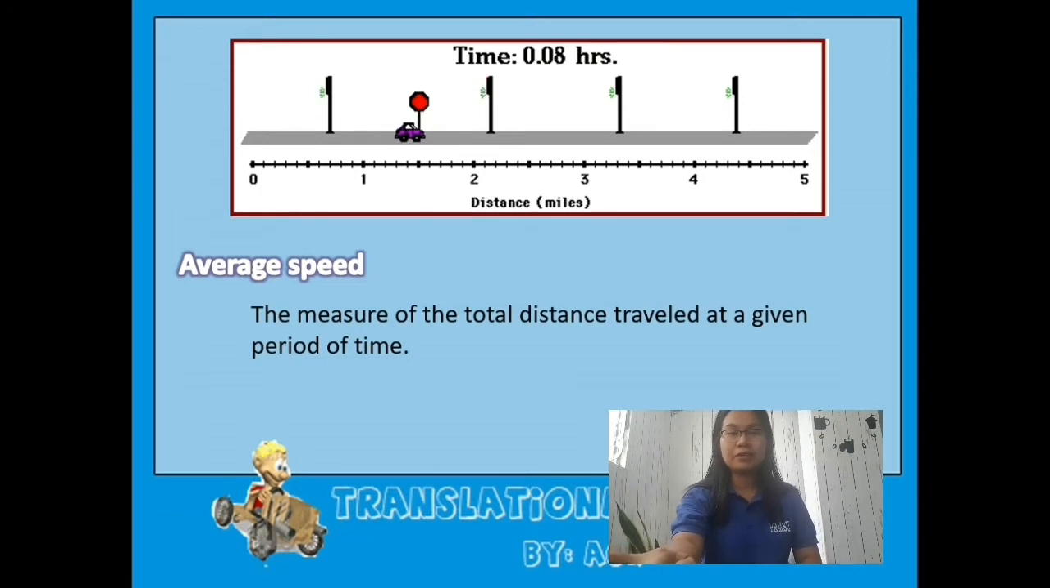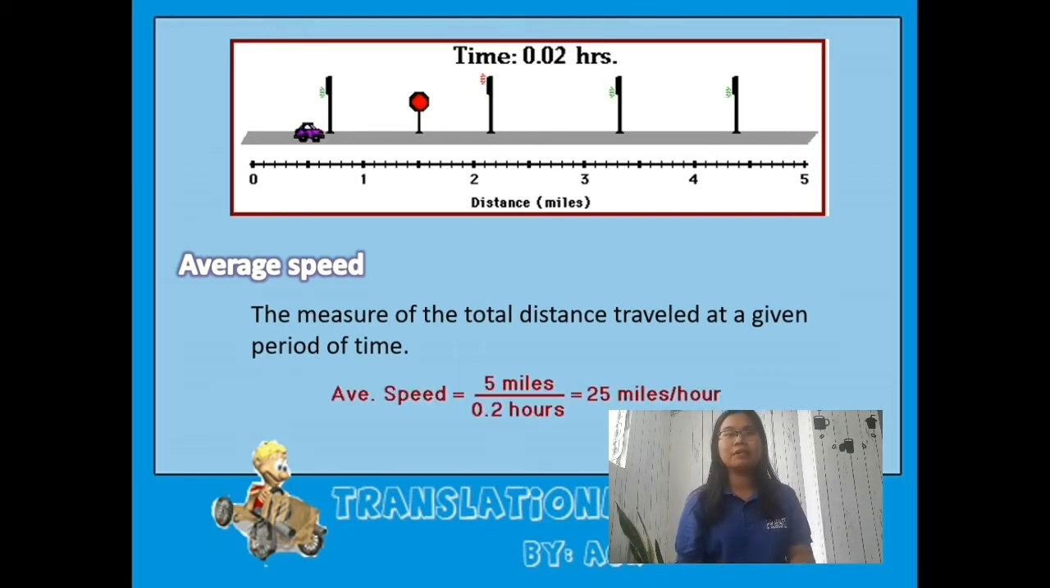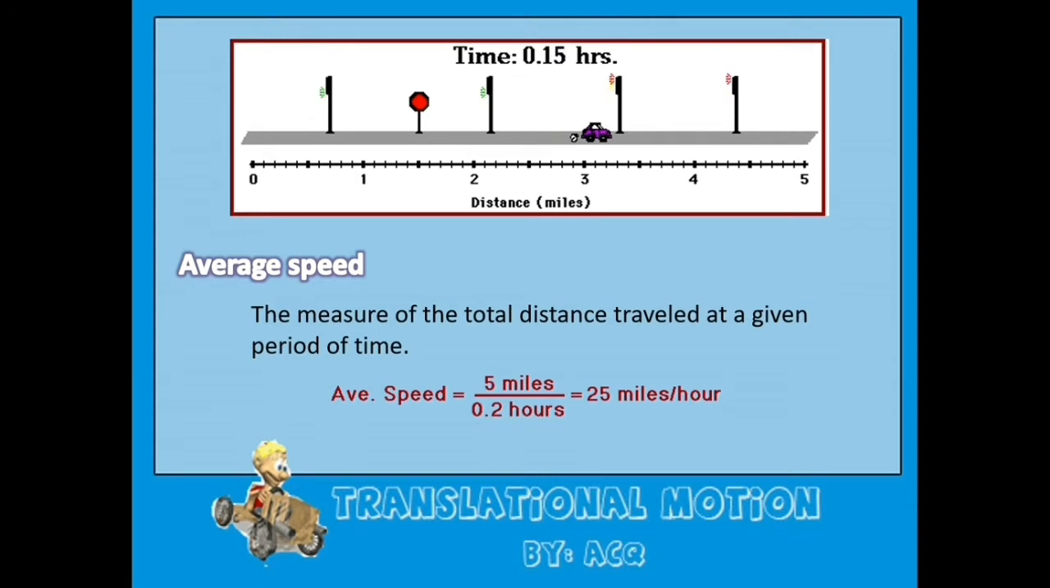Again, the average speed is the measure of the total distance traveled over a given period of time. So let's say in this animation we have 5 miles as the total distance covered. The car may be changing its speed as it moves from point O to the distance of 5 miles, and then it was covered for how many hours? The measure of the total distance traveled by the car over the time it takes for the car to cover that distance. So the total distance covered here in this animation is 5 miles divided by 0.2 hours, so we have 25 miles per hour.